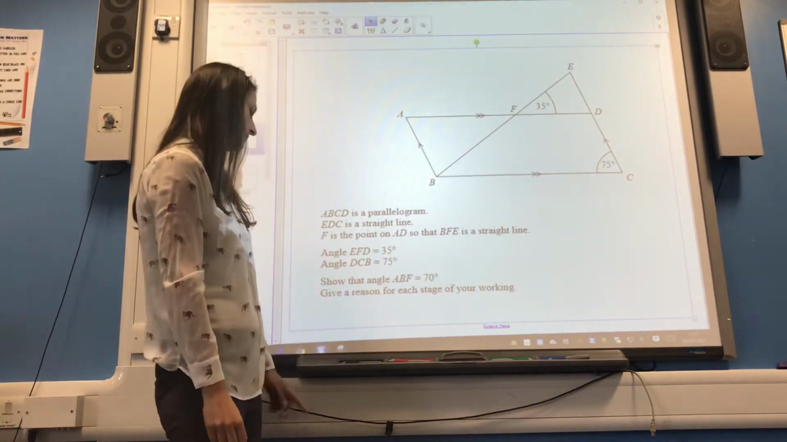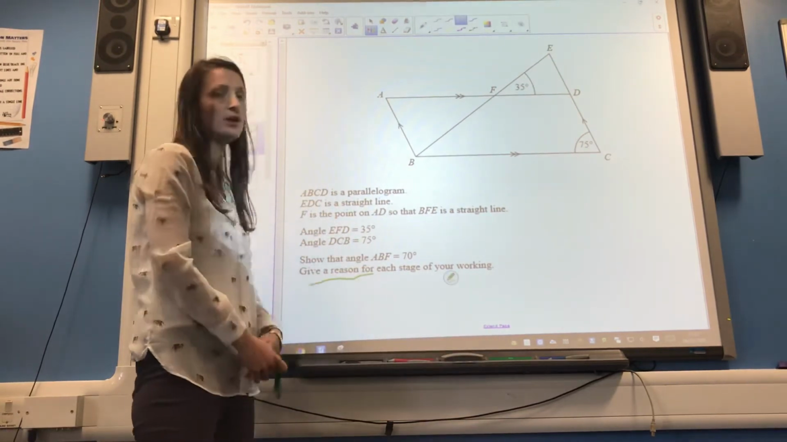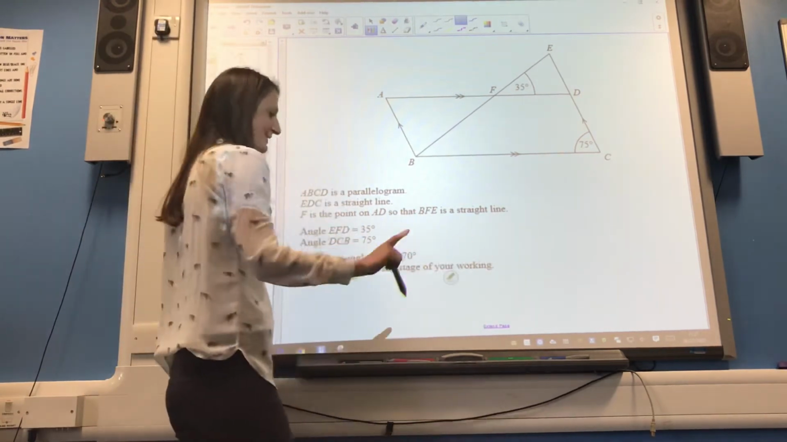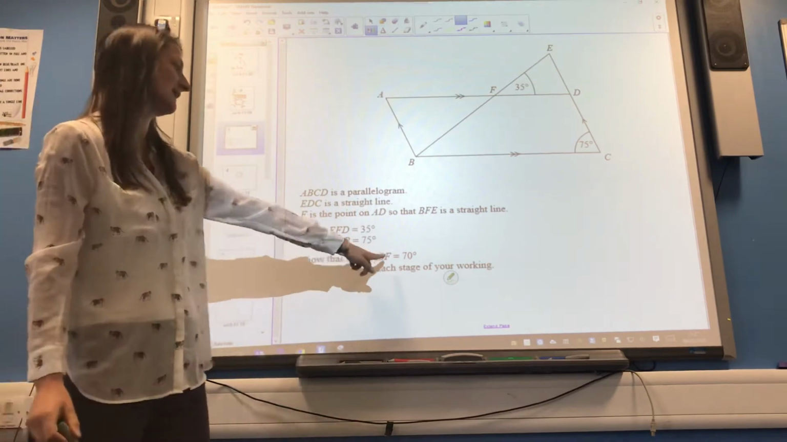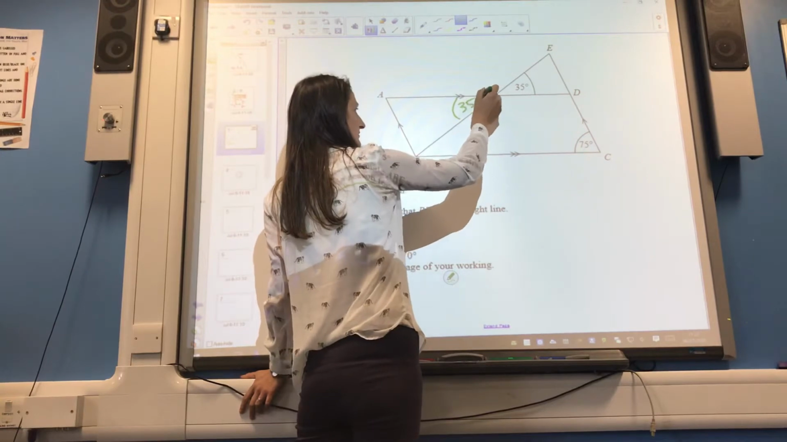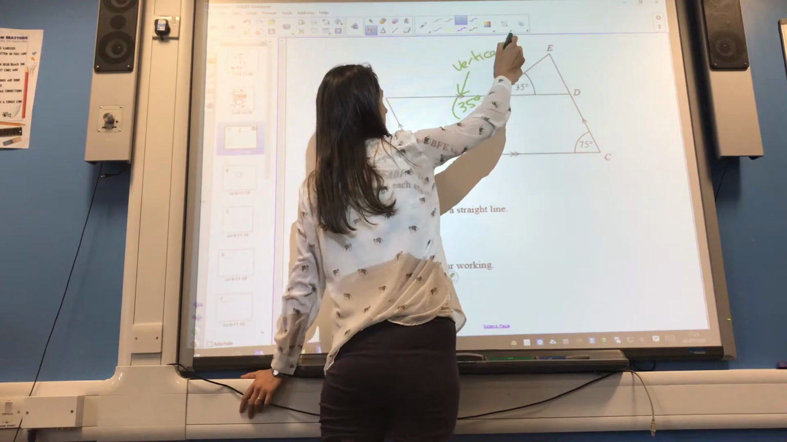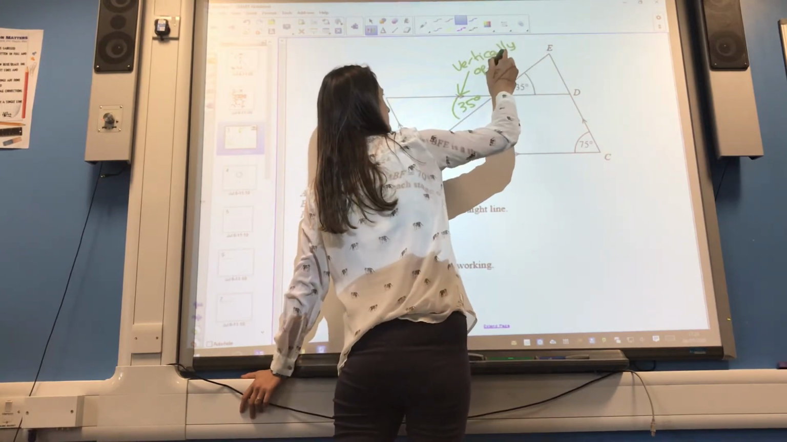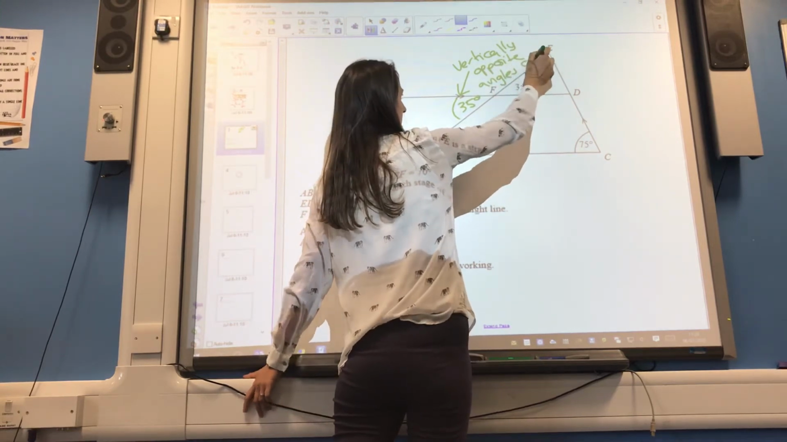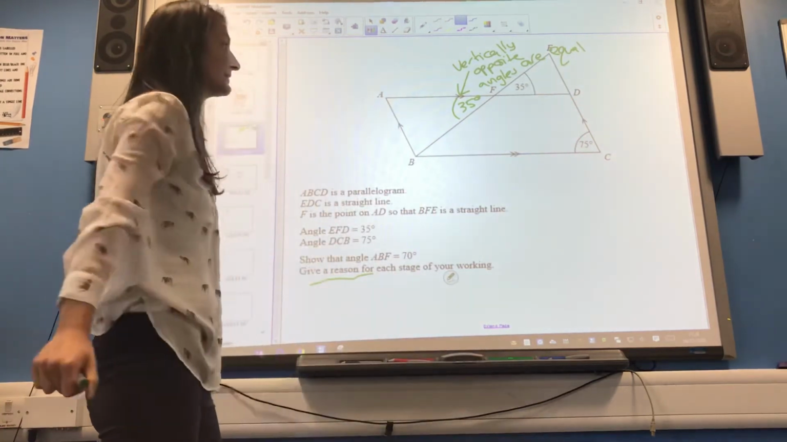Okay, this question is all about knowing the angles and knowing the reasons. It's not enough just to have the answers. You have to be able to write the words as well. So we are looking for angle ABF. The first rule we're going to use is that this angle here is 35 degrees. That's because vertically opposite angles are equal. And you have to write that down somewhere on your page.